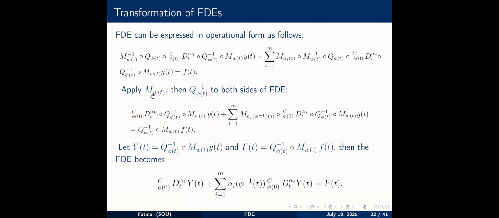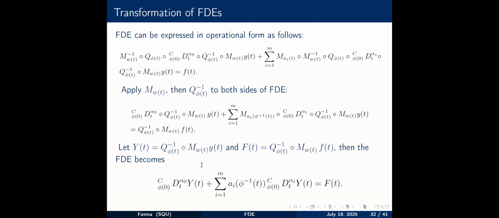So first we apply the weighted operator to both sides, and then the inverse of the composition to both sides. By applying that, we get this equation. And then if we do this substitution, if we assume that this one is big Y and the right-hand side is just big F, we can replace it and we get this equation.